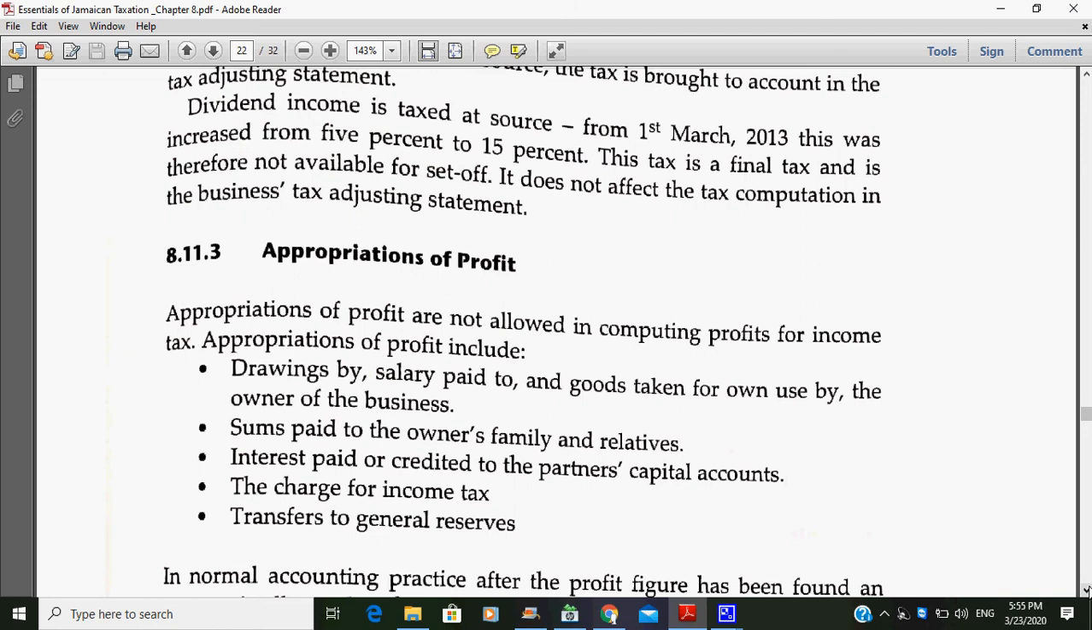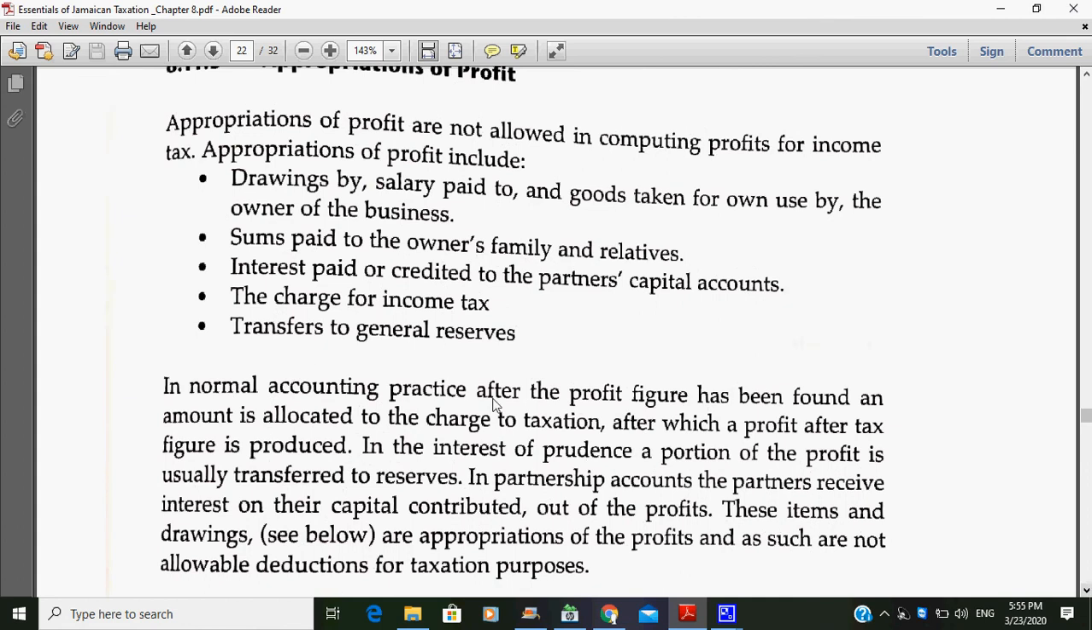In normal accounting practice, after the profit figure has been found, an amount is allocated to charge to taxation, after which a profit after tax is produced. In the interest of prudence, a portion of the profit is usually transferred to the reserves. In partnership accounts, the partners receive interest on the capital contributed out of the profits. These items and drawings are appropriations of profits and as such are not allowable deductions for taxation purposes.